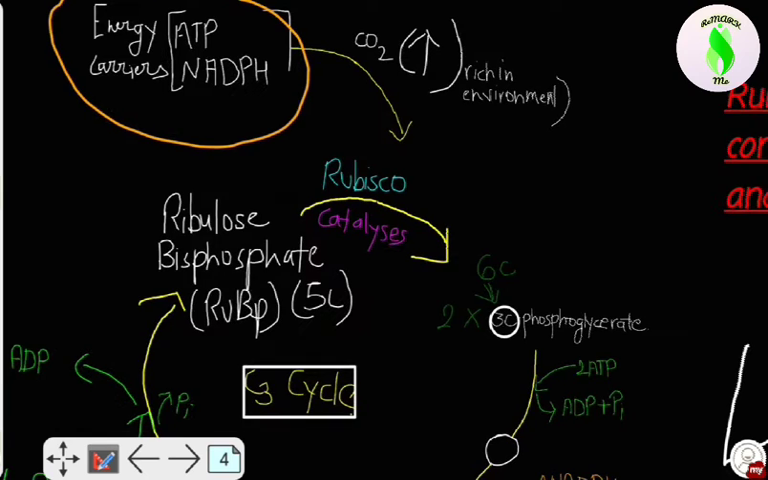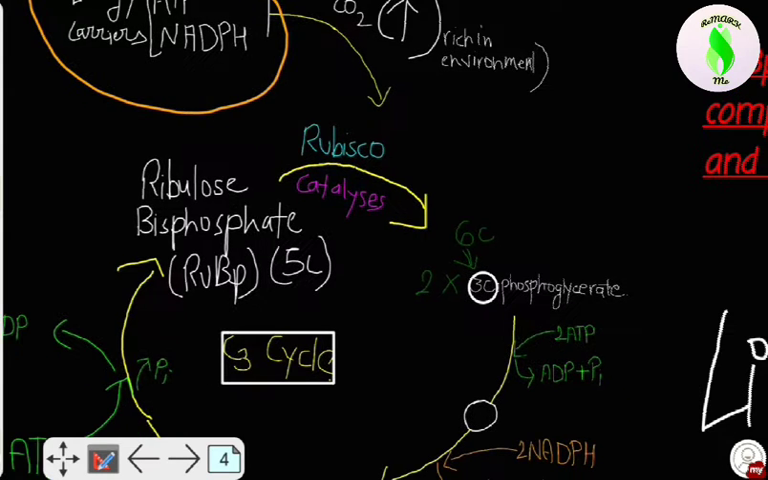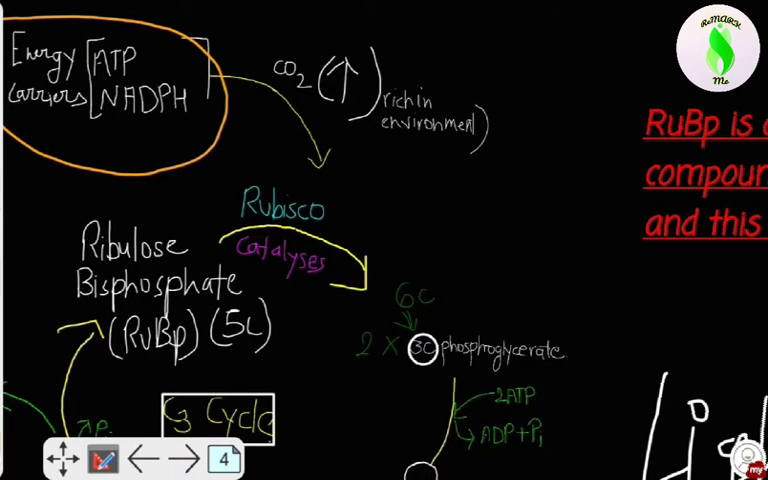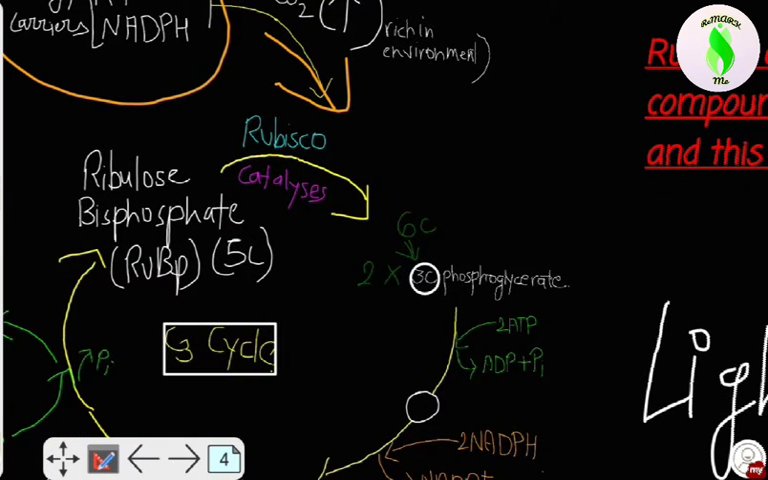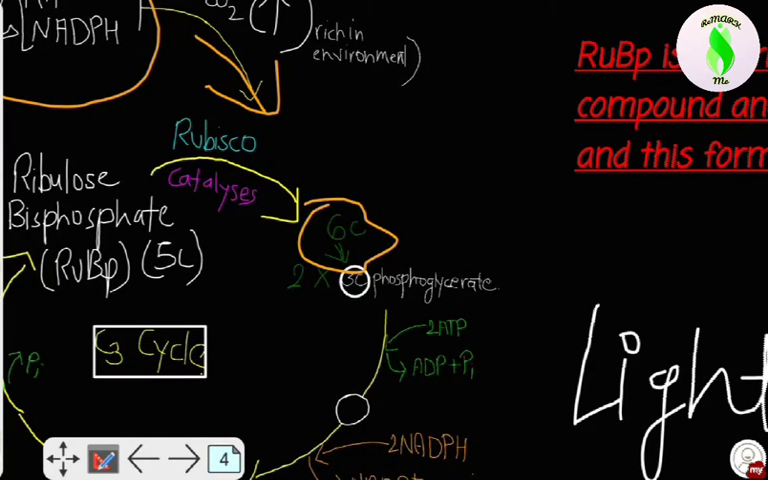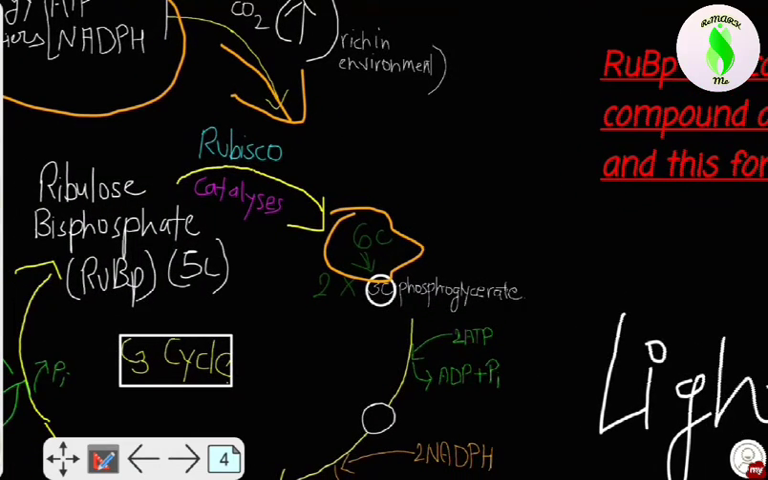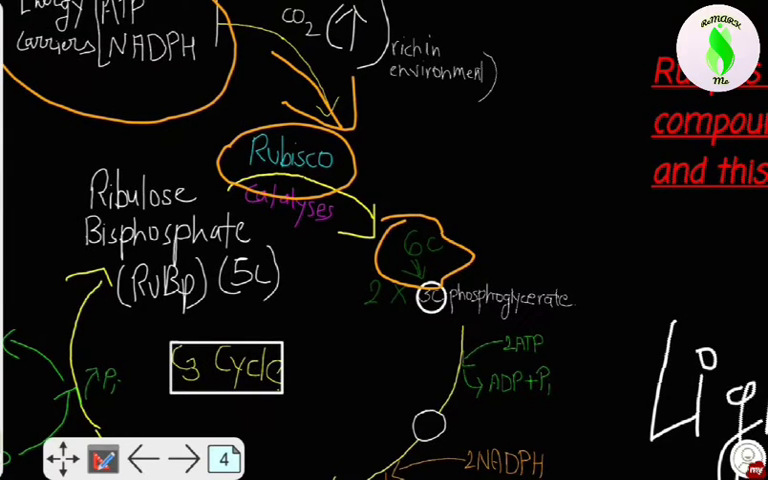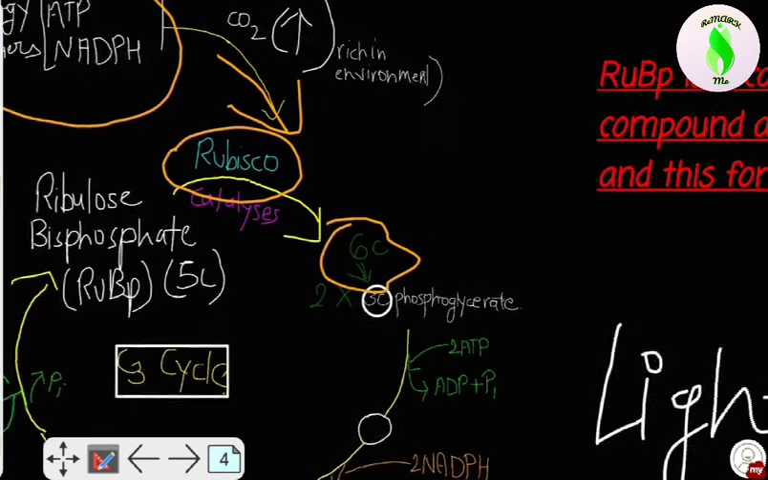As you can see, there is ribulose bisphosphate, a 5 carbon compound sugar known as RUBP, present over here. This RUBP adds 1 carbon from the CO2. As you can see over here, this is CO2, carbon dioxide. It adds 1 carbon dioxide to the RUBP and forms a 6 carbon compound, and this formation of the 6 carbon compound is catalyzed by an enzyme known as Rubisco. So Rubisco plays a very important role. It adds carbon dioxide to ribulose bisphosphate, that is RUBP, and forms a 6 carbon compound.